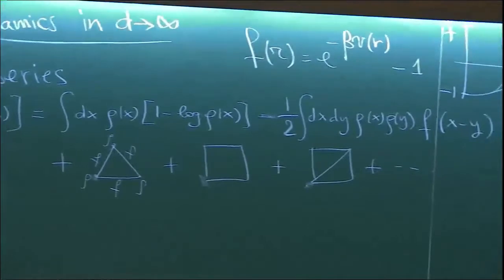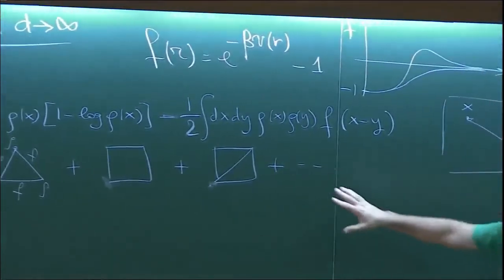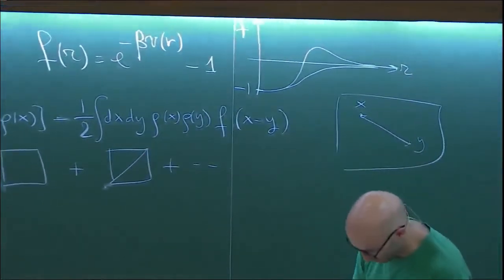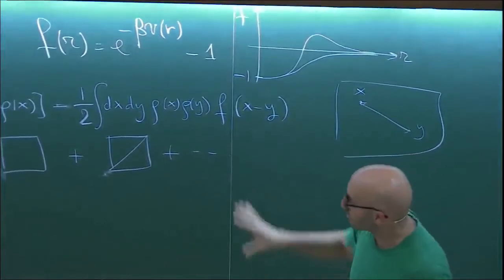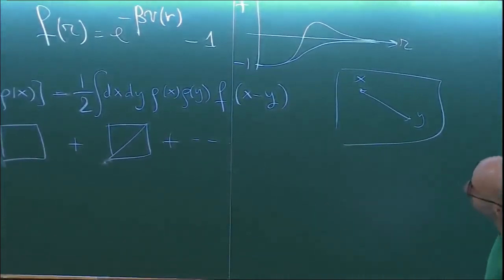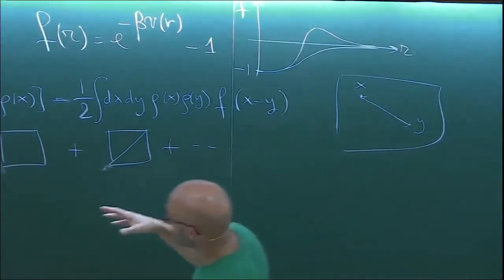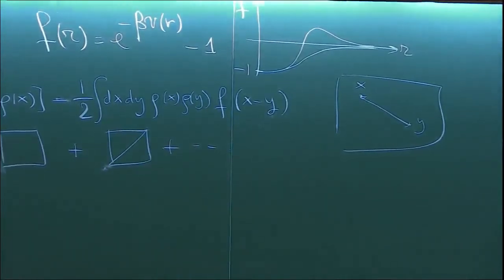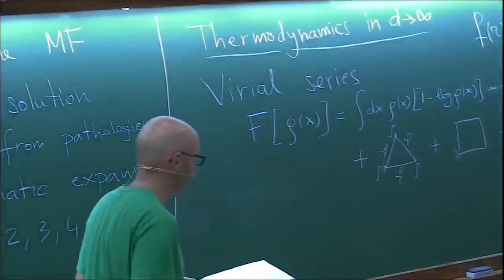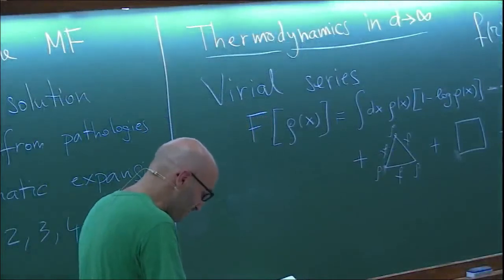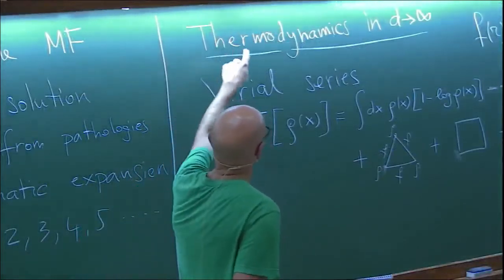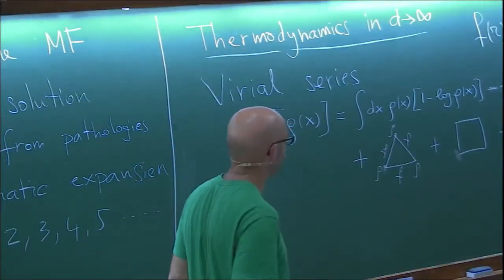And in principle, if you are able to compute all the diagrams, then you have the free energy for any density profile. So this is the virial expansion. Perhaps you have seen it in the form of pressure, but pressure is the derivative of the free energy, so it's a similar expansion. Now, why does the infinite dimensional limit simplify things?